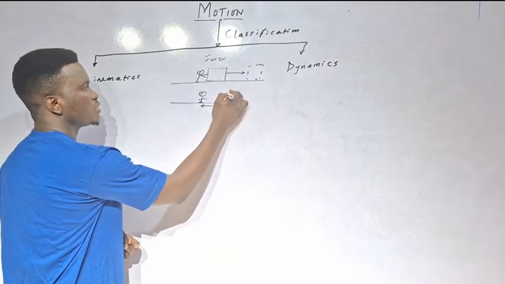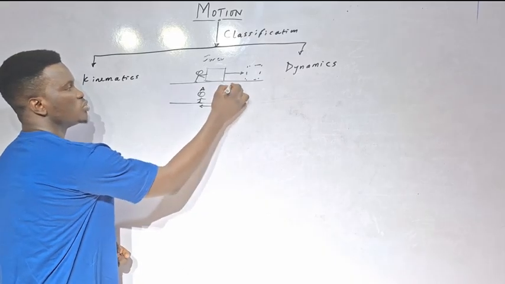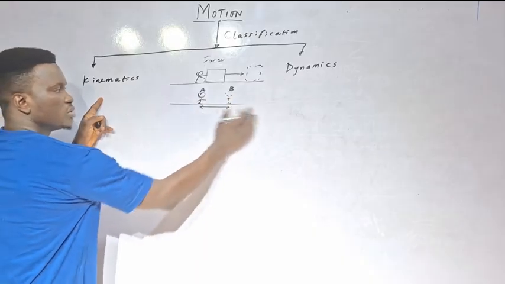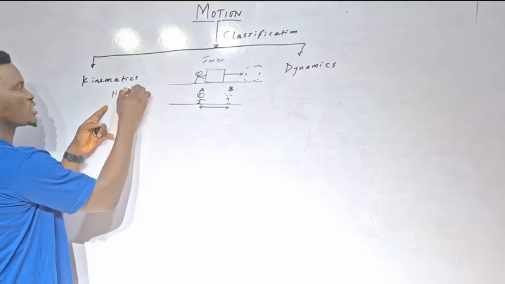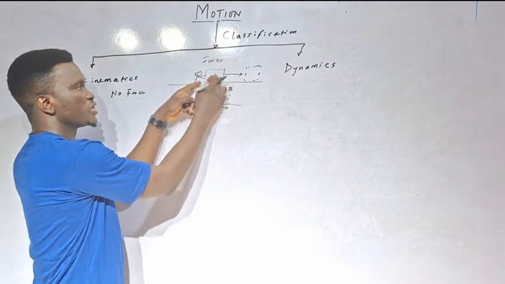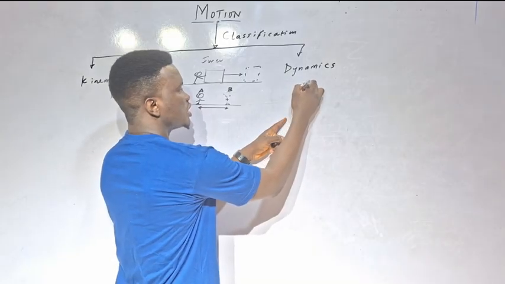So the body is now somewhere around here, changing position from A to B. When you're talking about motion without referring to the force causing the motion, then we call it kinematics. So we don't talk about force here. Then when you're talking about motion referring to the force that caused the change in position, then we call it dynamics. So there is force.